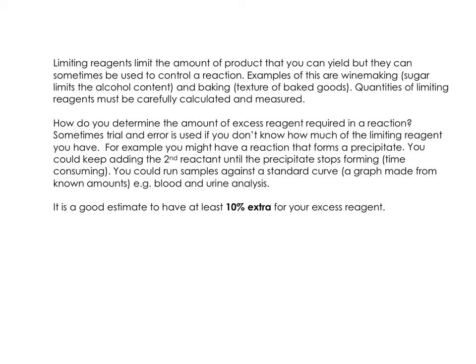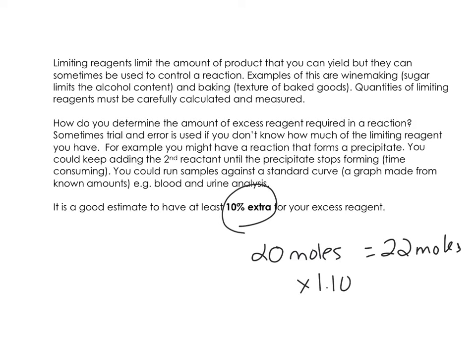It's always a good idea to have at least 10% extra for your excess reagent. So if I require 20 moles of something, 10% of that would be 2. So I would actually use 22 moles, because I would take the original amount and add 10%. Or you can multiply it by 1.1, 100% plus 10%.